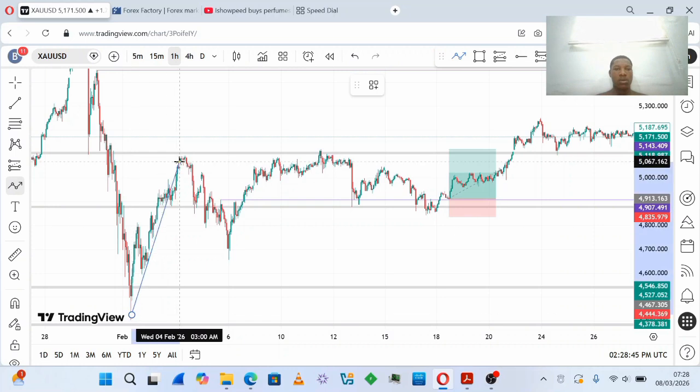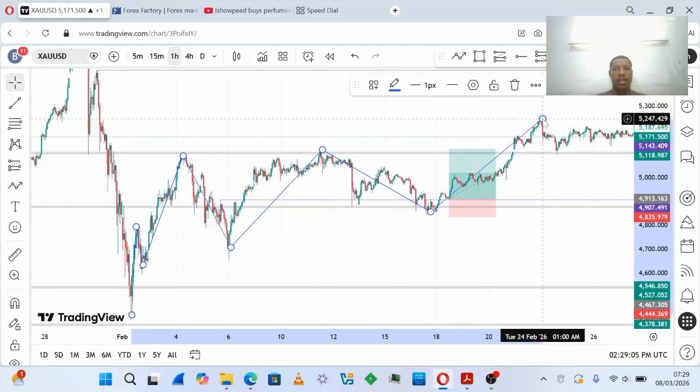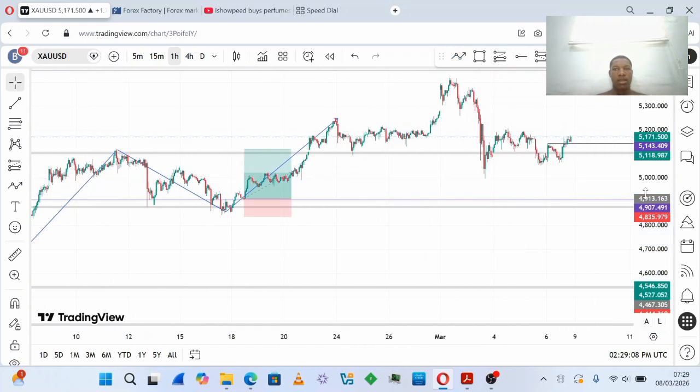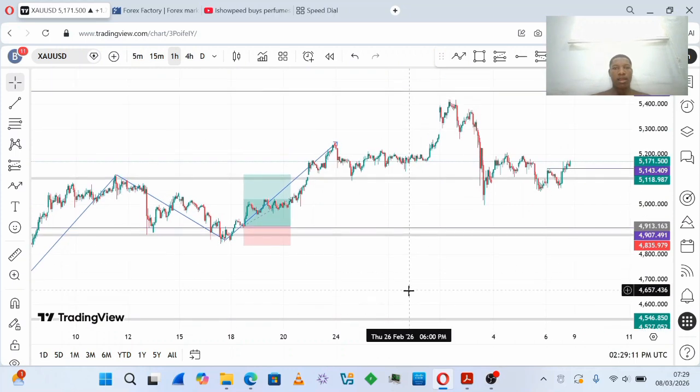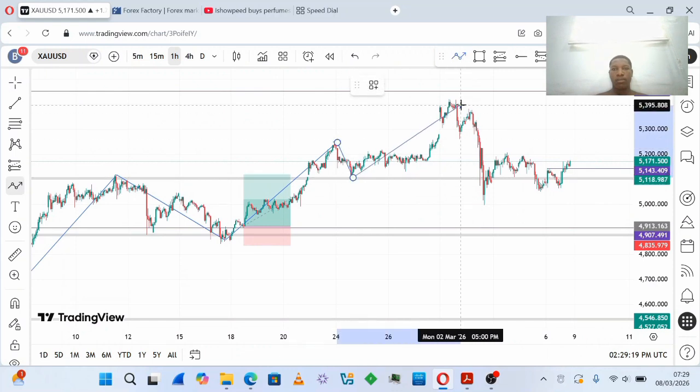This is a low, this is a low, this is a high, a higher low, a higher high, a higher low, equal high. Then it ended up making a higher low again, made a higher high, made a higher high, a higher low, a higher high. This is an equal low for me.